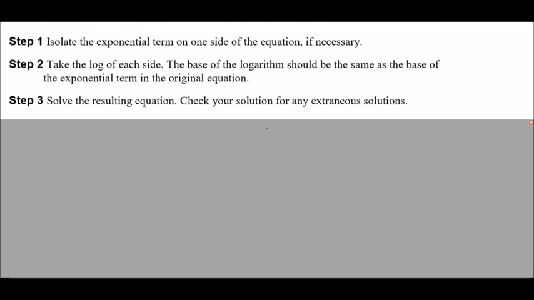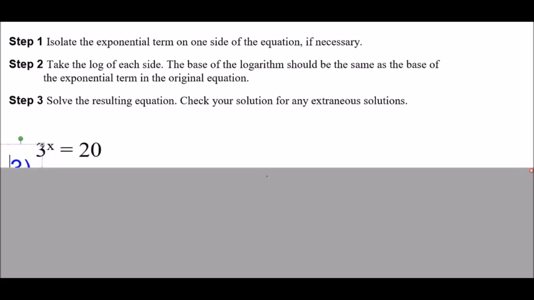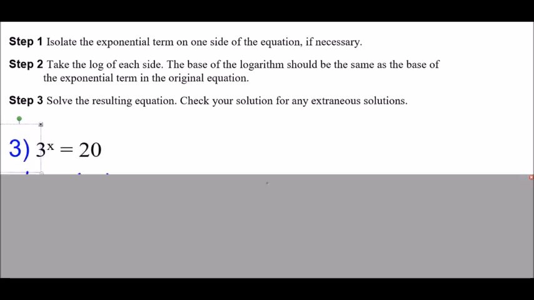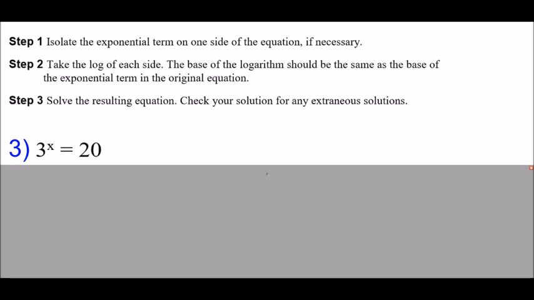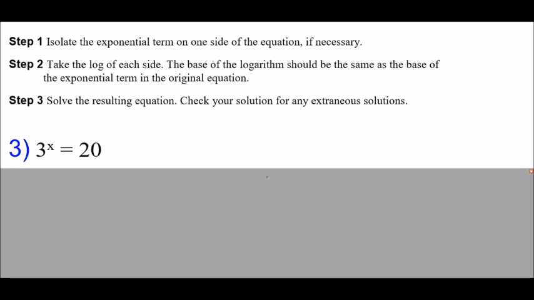So if we look at this first example, example 3. So we have 3 to the x power equals 20. So 3 and 20, there's no common base between those 2 numbers. So step 1 is to isolate the exponential term on one side of the equation if necessary. We don't need to for this one, but I'll show you an example later where we have to.